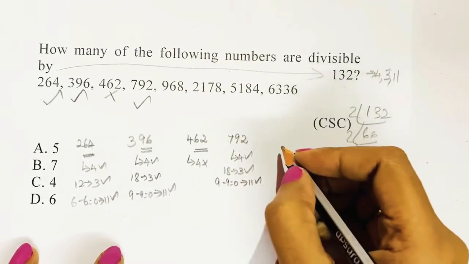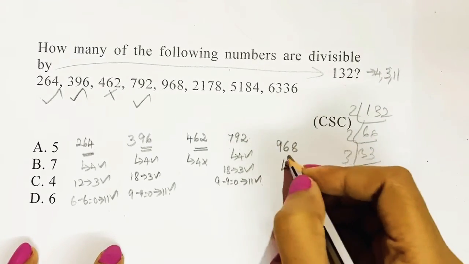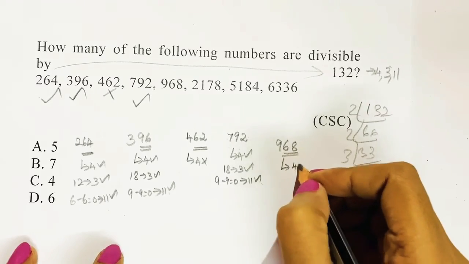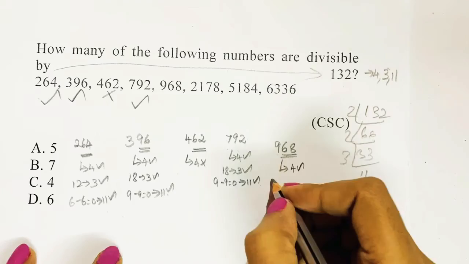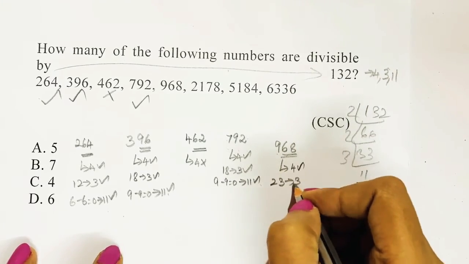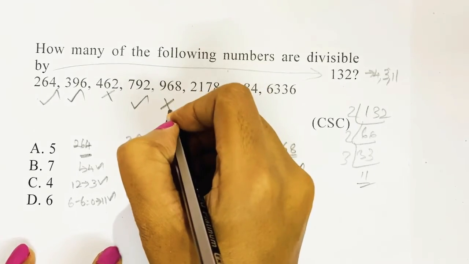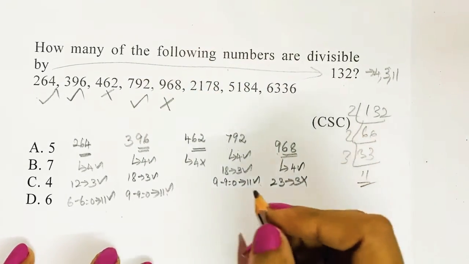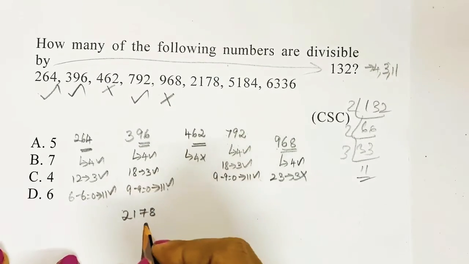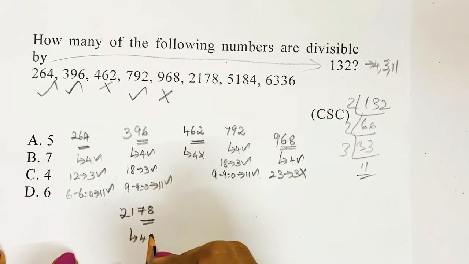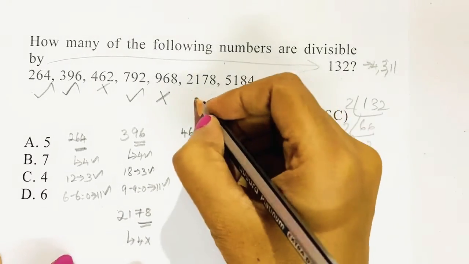The next number is 968. The last 2 digits are 68, which makes it divisible by 4. The summation of the digits is 9 plus 6 plus 8, which is 23, which is not divisible by 3. So this number 968 is not divisible by 132. The next number is 2178. The last 2 digits are 78, which is not divisible by 4. So this number 2178 is not divisible by 132.